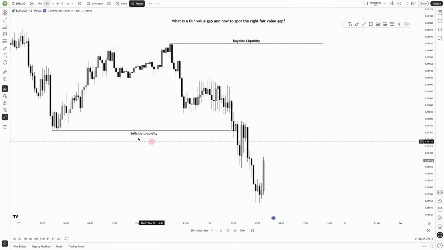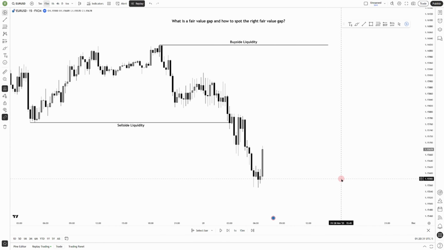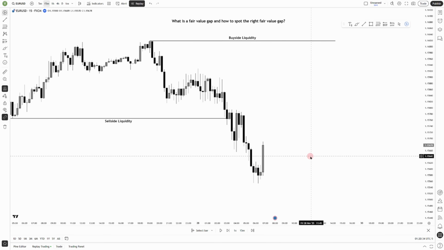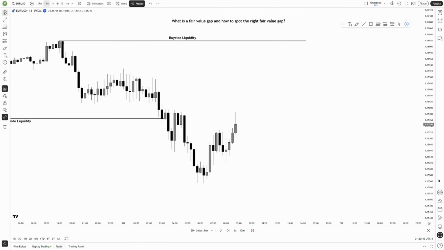So on the charts, the first thing is that the buy-side liquidity is resting above, and we have a sell-side liquidity sweep, so we know that the price will go towards the buy-side liquidity. Liquidity is the foundation of every ICT concept. Without it, none of the concepts will work. Let's wait for price to create a fair value gap.